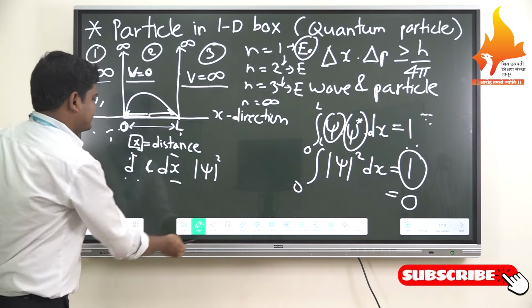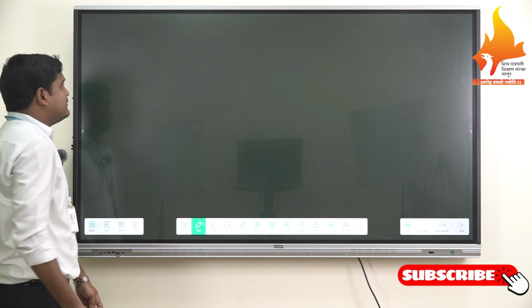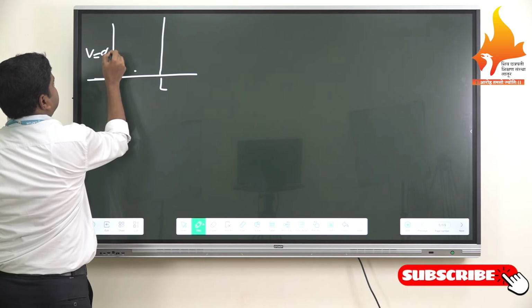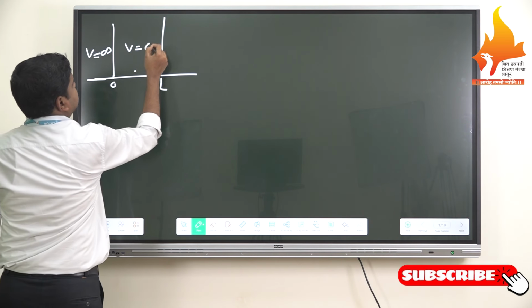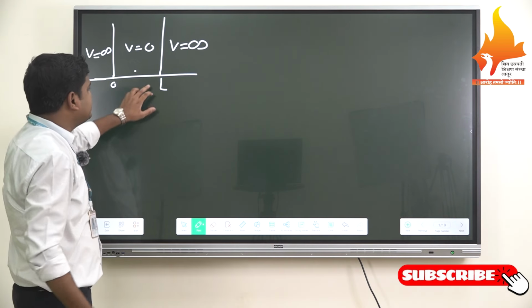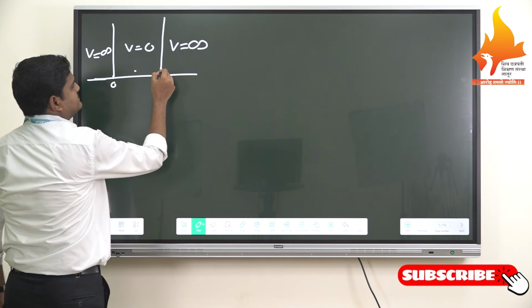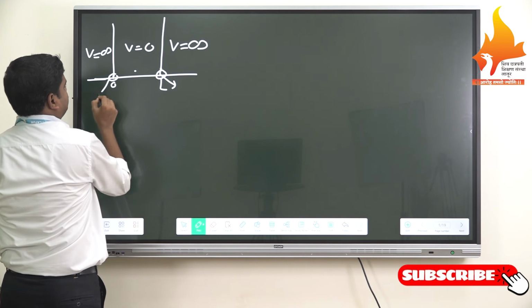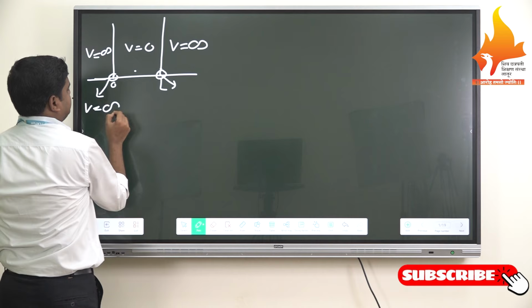So first we will find the wave function for the particle in a 1D box. Here is the particle; outside the well the potential is infinity, inside it is 0, and outside on the other side it is also infinity. Also at the boundary of the well, at this point and this point, the potential is infinite.